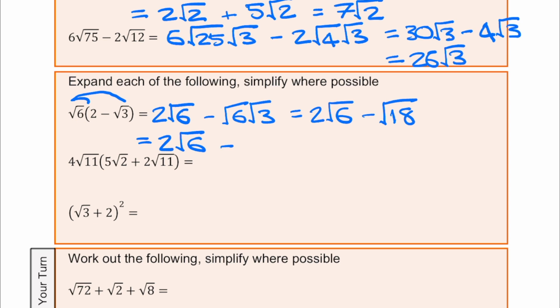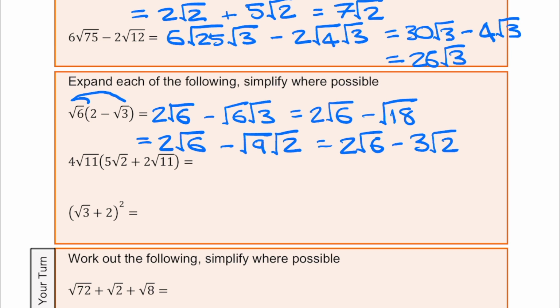But with the root 18, 9 is a square number that goes into it. So we can rewrite it as root 9 times root 2. And then, of course, square root of 9 is 3. And we still need to times that by the root 2. They're not like terms, so we can't collect them together.